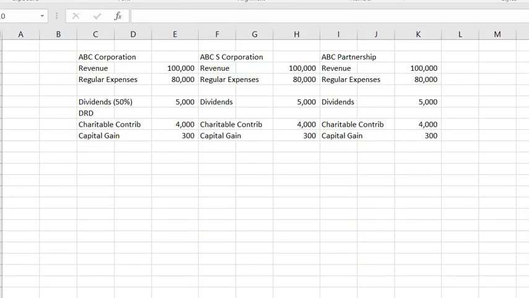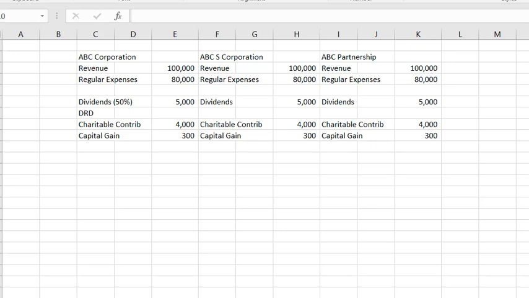Hello everyone. I have an example to illustrate chapters 14 and 15 about corporations, partnerships, and S corporations by utilizing basically the same information for an entity given three scenarios: whether it's a C corporation, the first one here on the left, an S corporation, the one in the middle, or a partnership, which includes, for federal tax purposes, LLCs, which are the most common form of business these days.